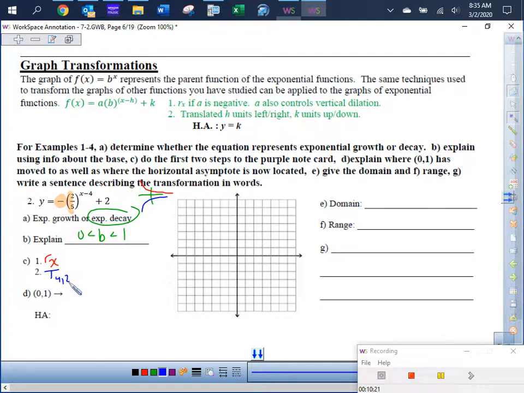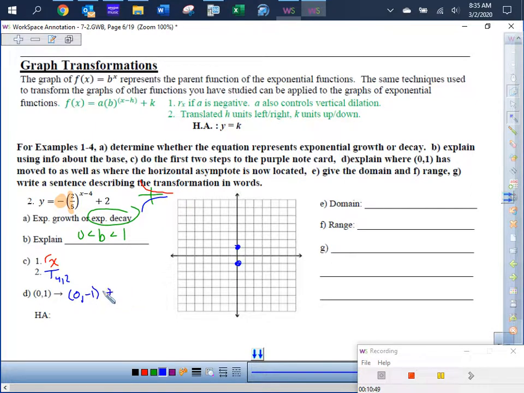Good. And now, however many things happen here, that's what has to happen to 0, 1. 0, 1 is normally right here. Where would he move to if we reflect him over the x-axis? It would go right here. Where is that? 0, negative 1 is what happens in phase 1. This guy got reflected over the x-axis.